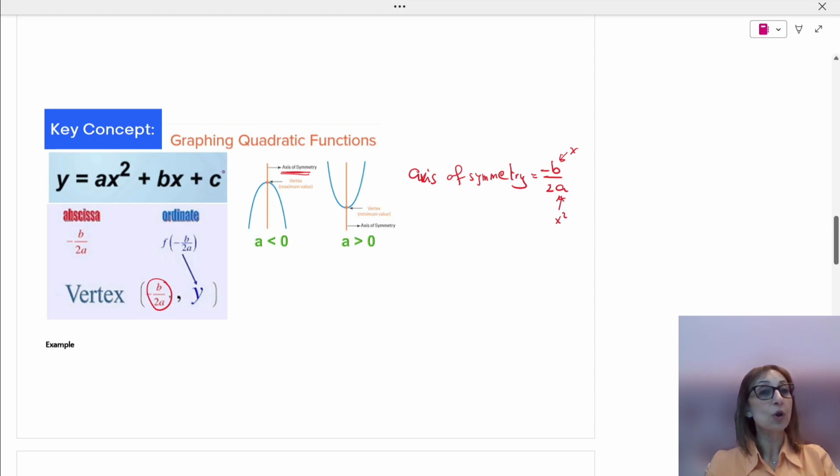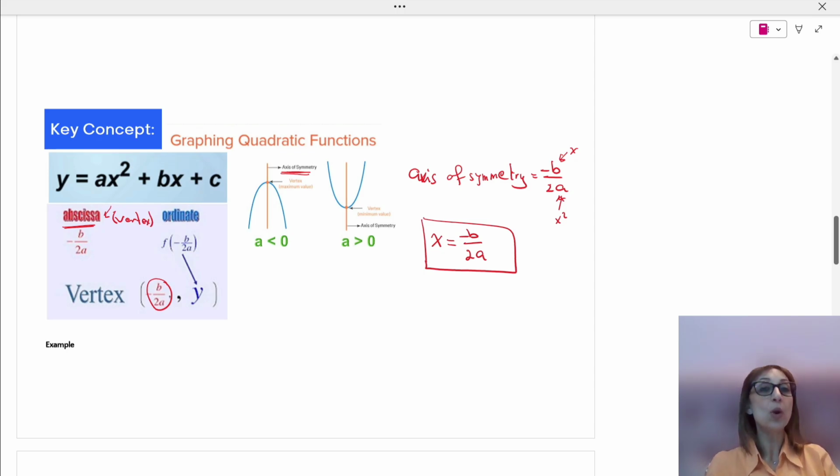So negative the coefficient of x over 2 times the coefficient of x squared will give me the axis of symmetry, and it will be at x equals. So the axis of symmetry is always at x equals negative b over 2a. This formula is very important to remember. Also, we can call it another name. We call it the abscissa of the vertex.